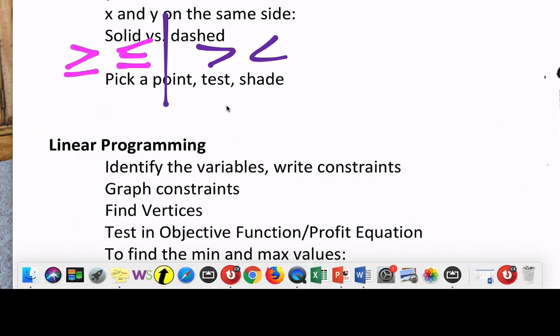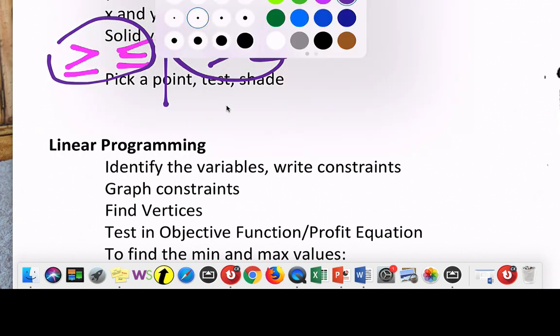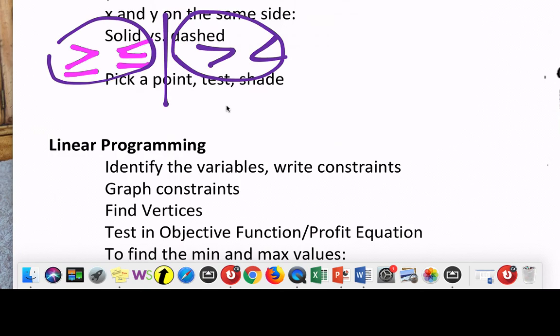If you have an equal sign, that line's going to be solid because the answer can be on that line. If you don't have an equal sign, that line's going to be dashed because the answer can't be on that line. When you graph this, there's two methods that we talked about in class. First is if you know the slope and the y-intercept, you can start with the y-intercept and then graph it using the slope.